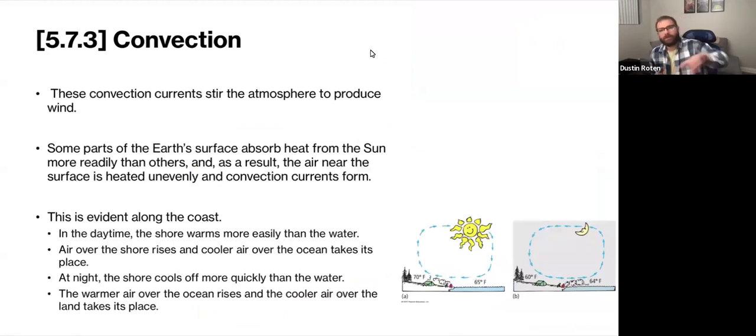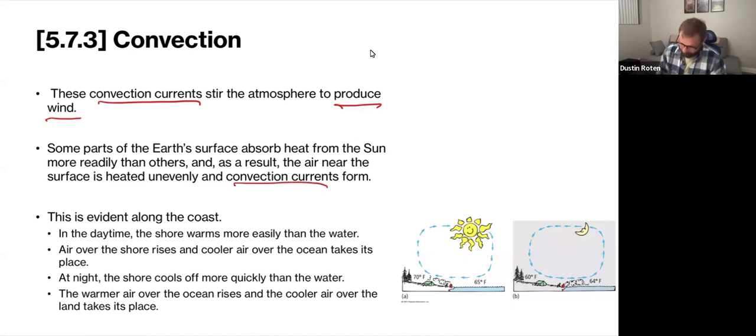So this motion will actually stir the atmosphere and produce winds. And it also essentially causes these convective currents. So these convective currents are the things responsible for creating wind. Some parts of Earth's surface, like land versus water, absorb heat from the sun differently. And then as a result, the air near the surface is heated unevenly and convection currents form.